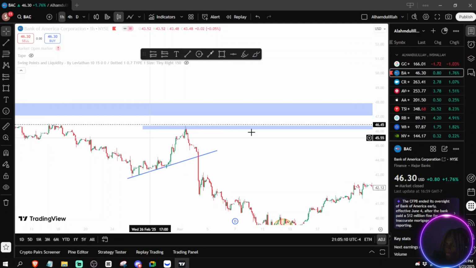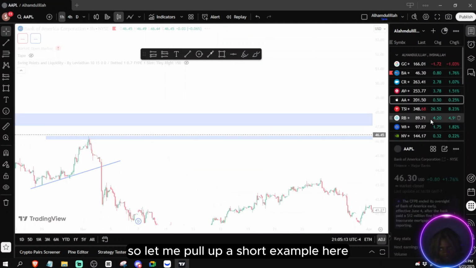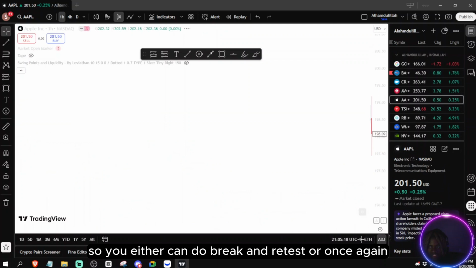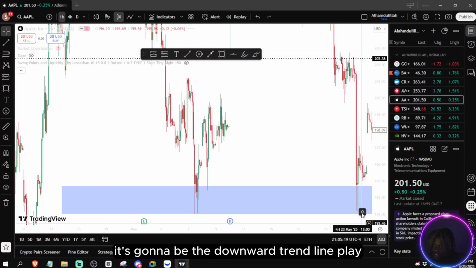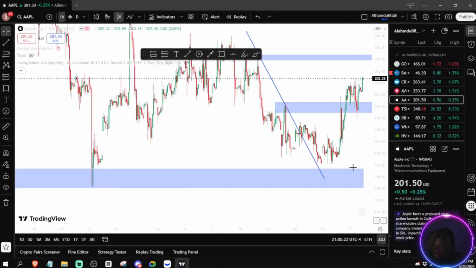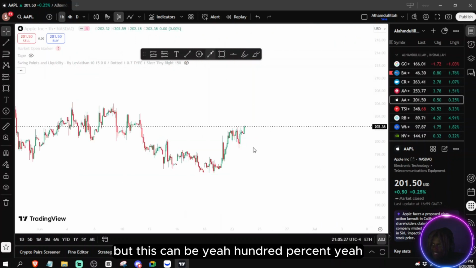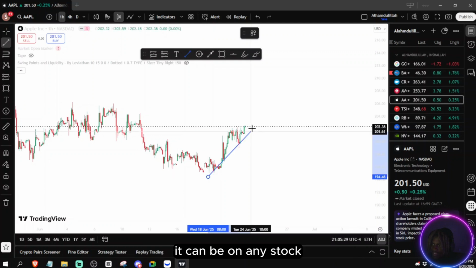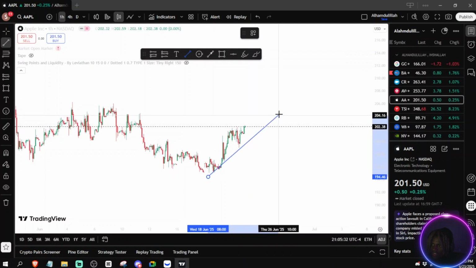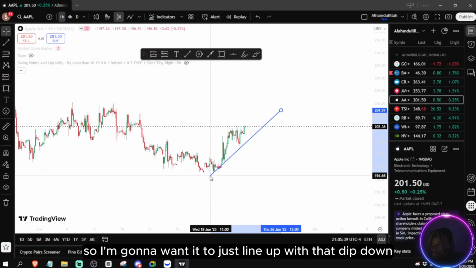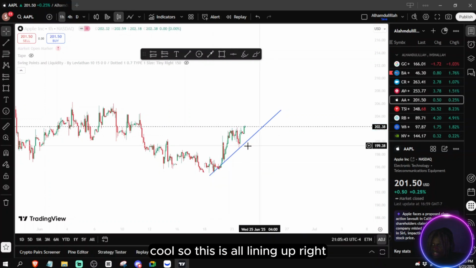Okay. So let me pull up a short example here. You either can do break and retest, or once again, it's gonna be the downward trend line play. But this can be, yeah, 100%, it can be on any stock. Okay. So I'm gonna want it to just line up with that dip down. Cool. So this is all lining up, right?